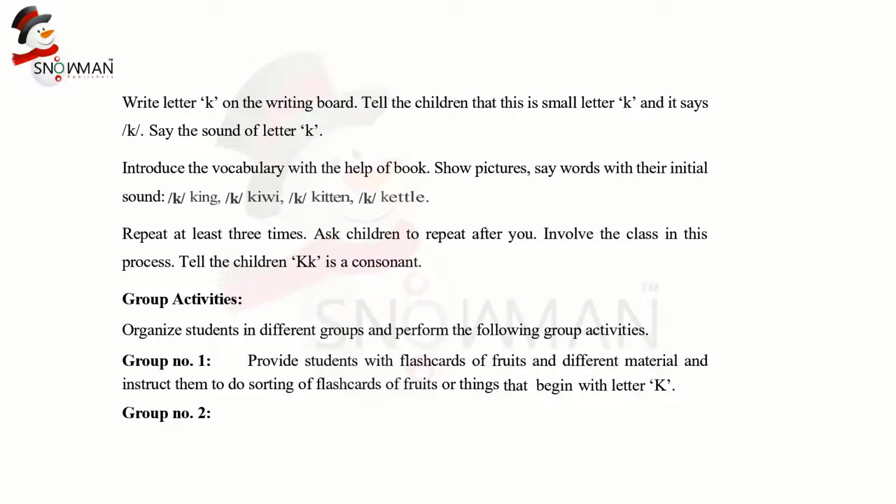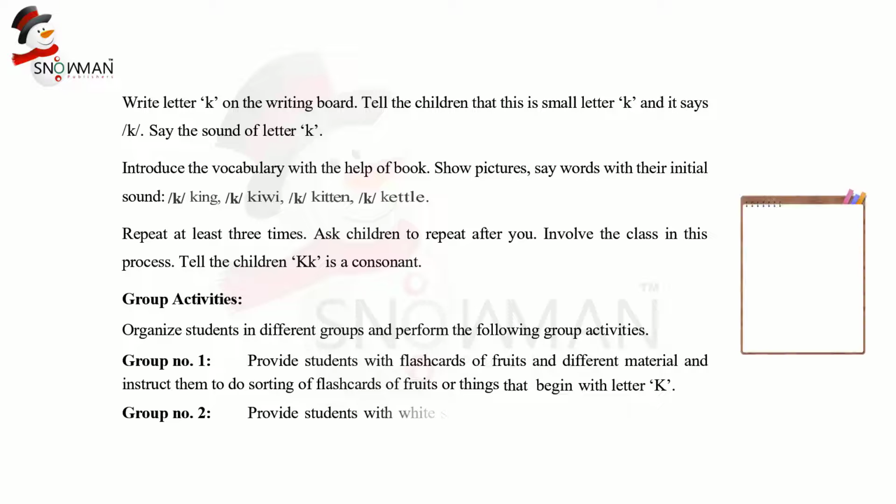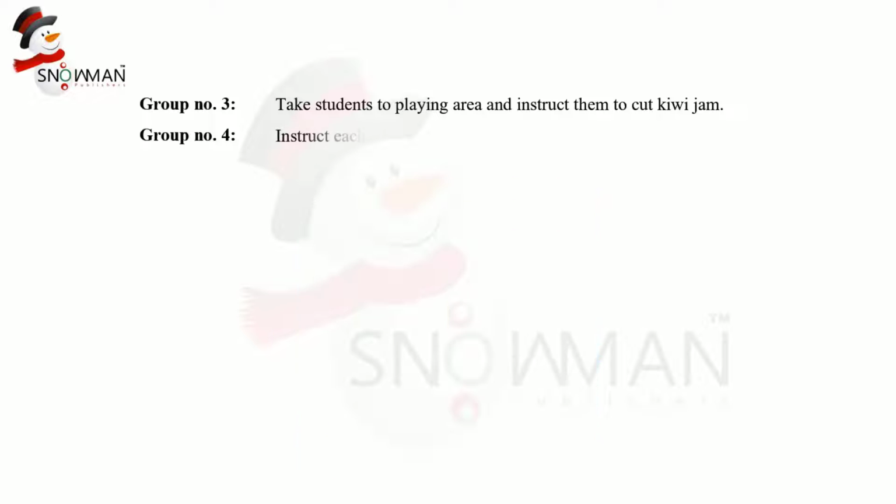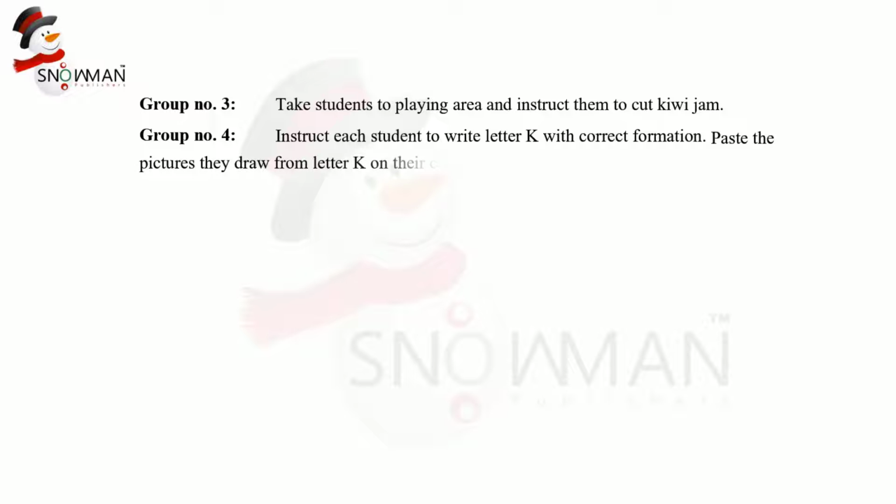Group number 2. Provide the students with white sheets or plain paper and instruct them to draw things that start with letter K. Group number 3. Take the students to the playing area and instruct them to cut kiwi jam. Group number 4. Instruct each student to write letter K with correct formation. Paste the pictures they draw of letter K on their copies. Note: make sure every student performs the group activity.